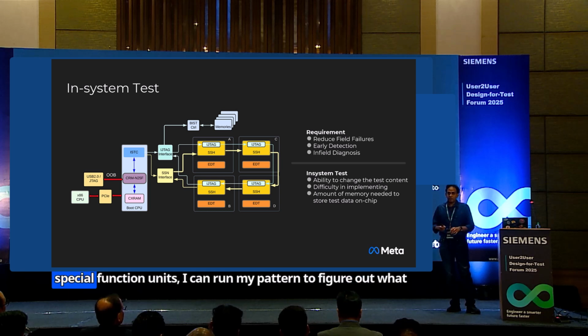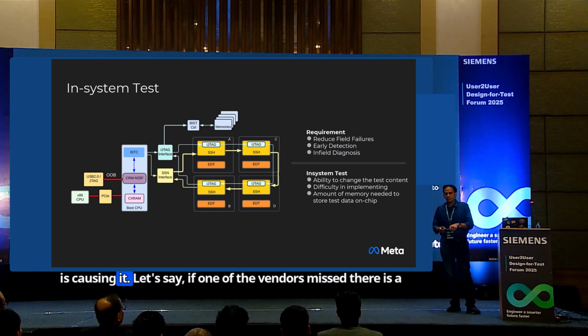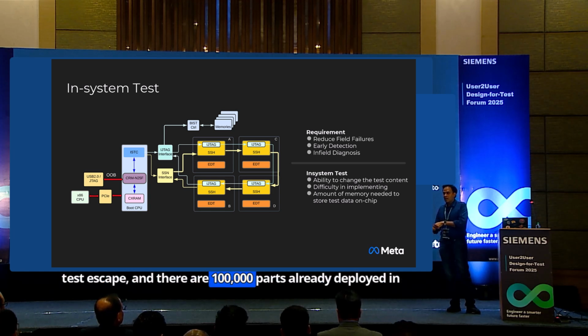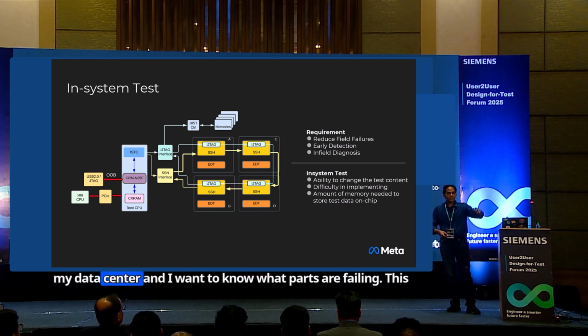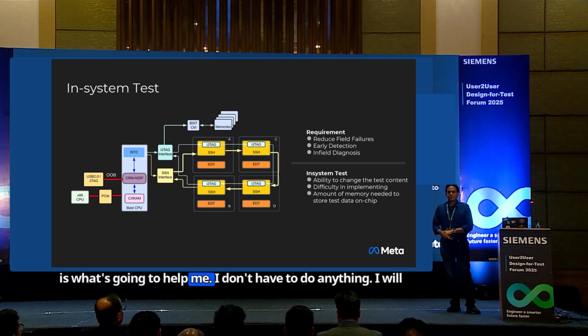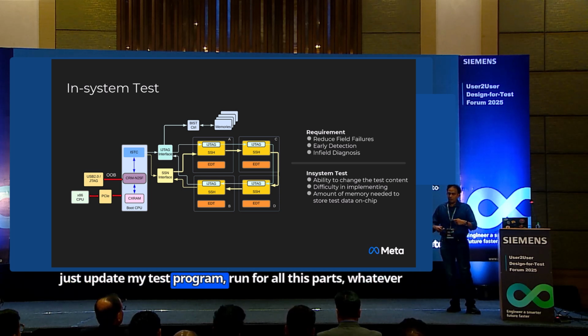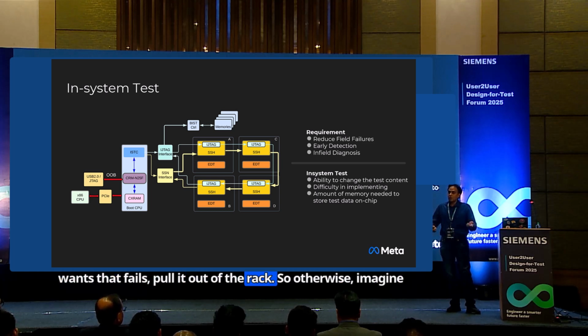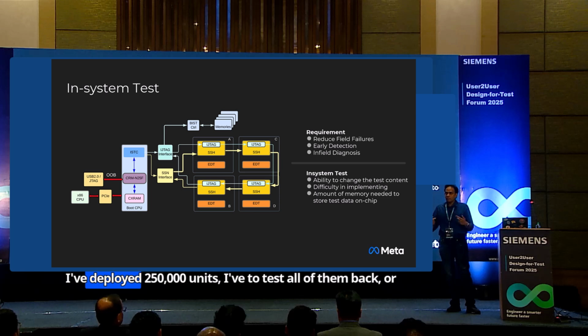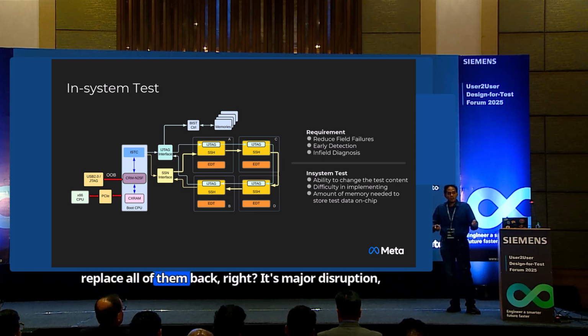If I'm having a problem in my special function units, I can run my pattern to figure out what is causing it. Let's say one of the vendors missed, there's a test escape, and there are 100,000 parts already deployed in my data center, and I want to know which parts are failing. This is what's going to help me. I don't have to do anything. I will just update my test program, run it for all these parts, and whichever ones fail, pull them out of the rack. Otherwise, imagine I've deployed 250,000 units, I have to test all of them back or replace all of them back, right? It's a major disruption.